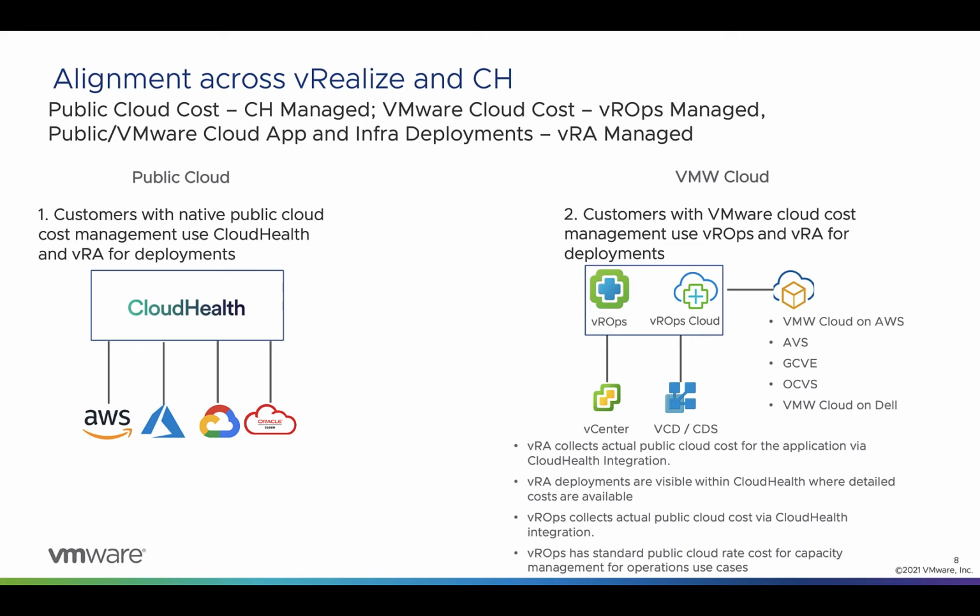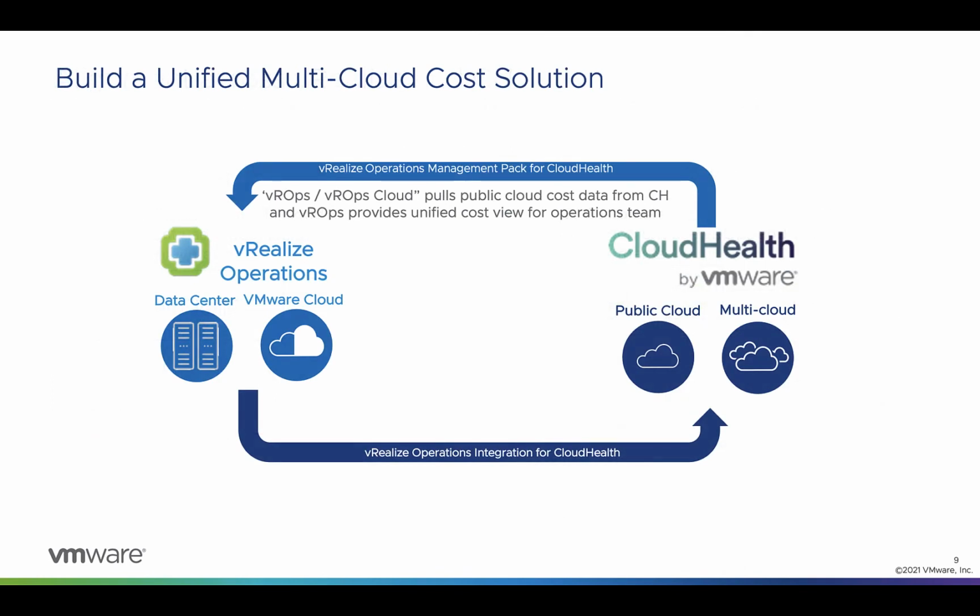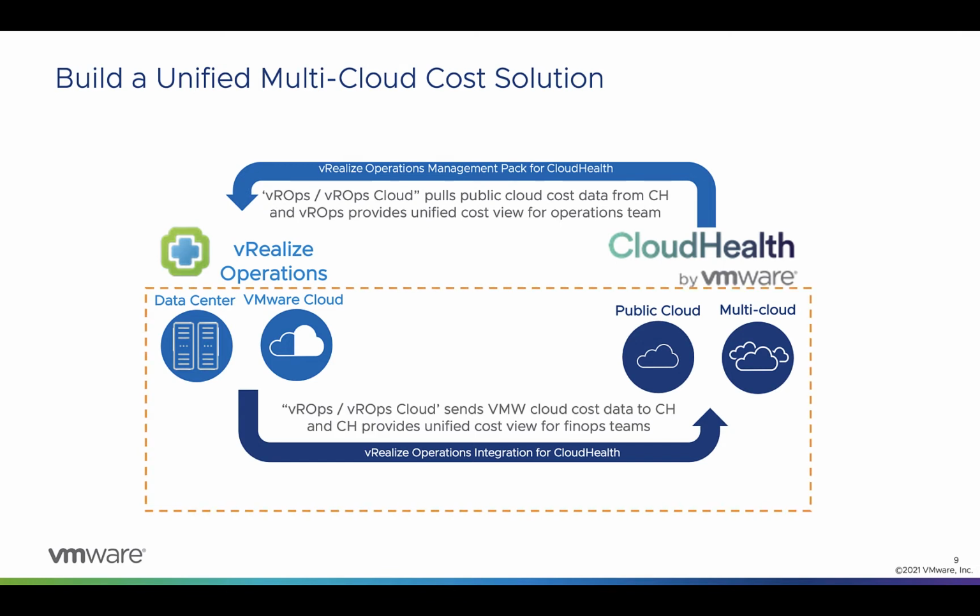Now, on the top part here, if we have CloudHealth, of course, we have the management pack for CloudHealth into vRealize Operations, so we can pull all of that public cloud costing data from CloudHealth to vRealize Operations to give that unified cost for operations. And on the bottom, we have the other direction, from vRealize Operations to CloudHealth, using the new vRealize Operations integration for CloudHealth. That's what is new at the moment, sending all of our costs from vRealize Operations to CloudHealth.